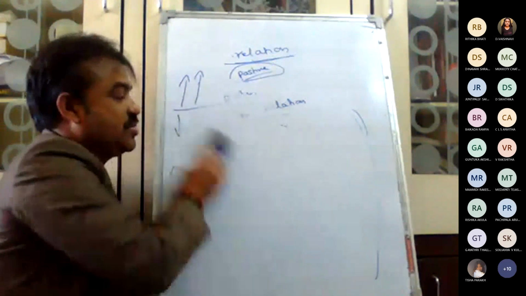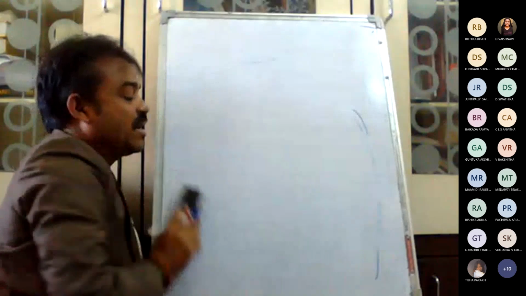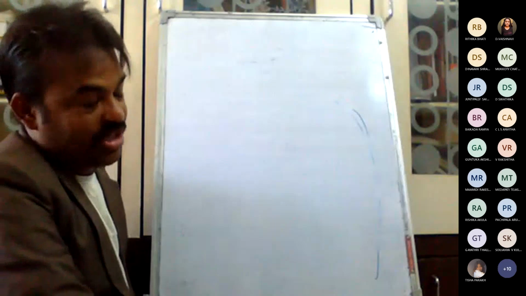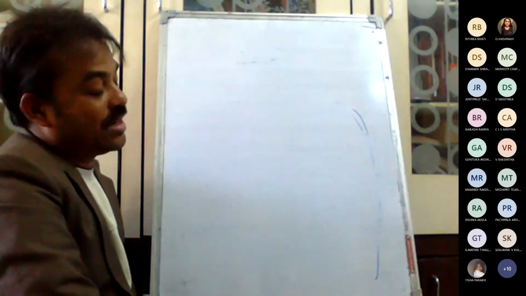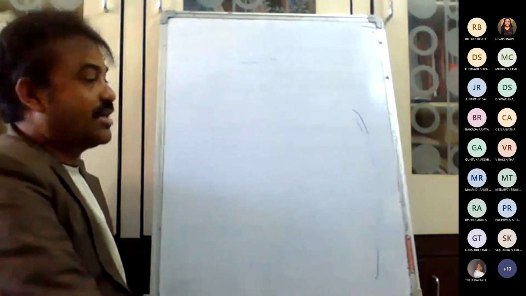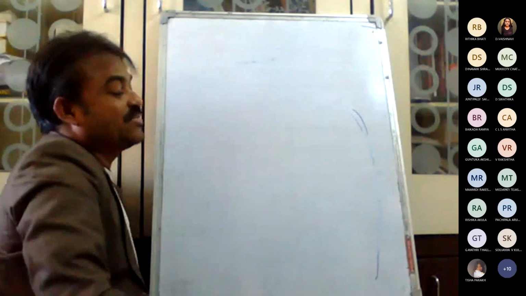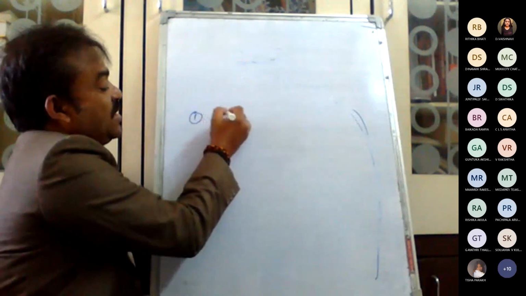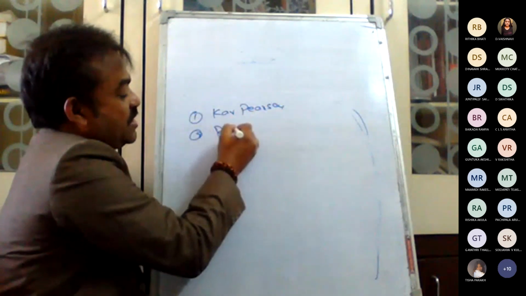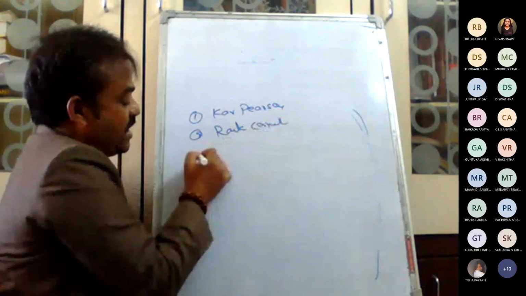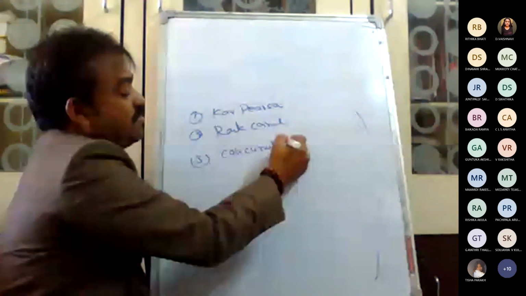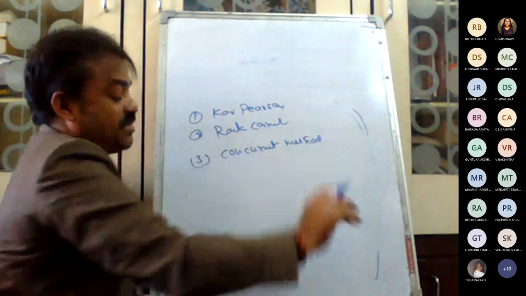This correlation was introduced by Karl Pearson. There are two types of correlation: positive correlation and negative correlation. We have three methods of calculating correlation. The first one is Karl Pearson, the second one is rank correlation, and the third one is the concurrent deviation method. There are three methods of correlation.